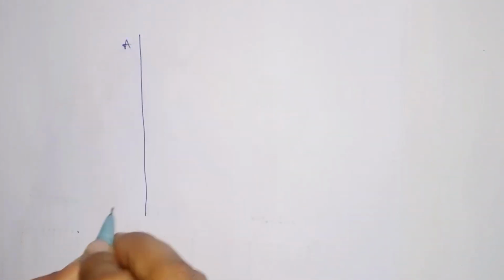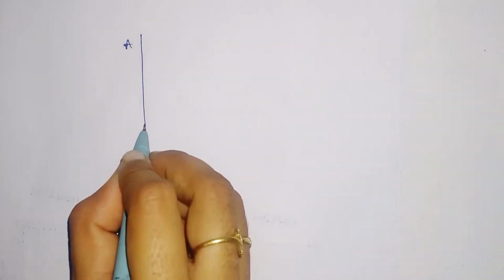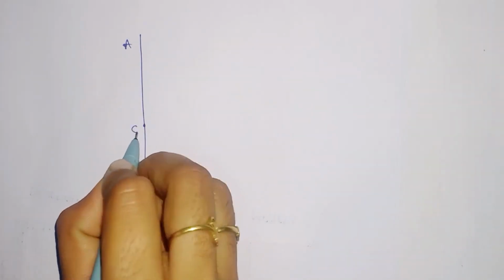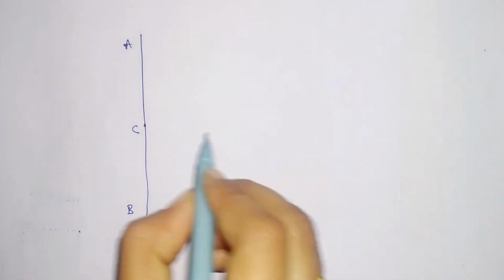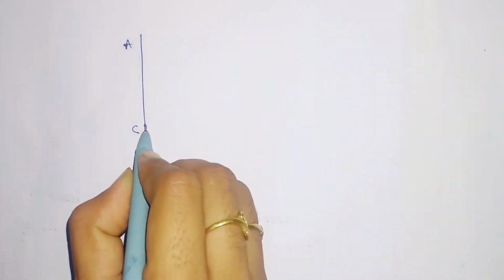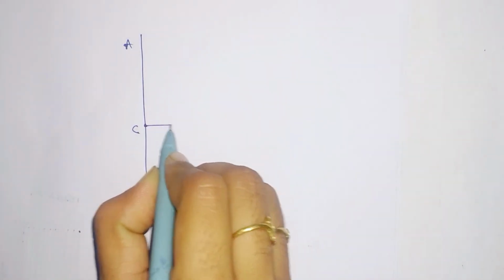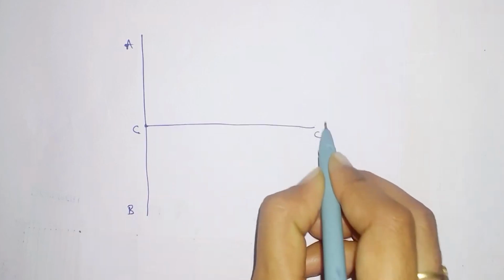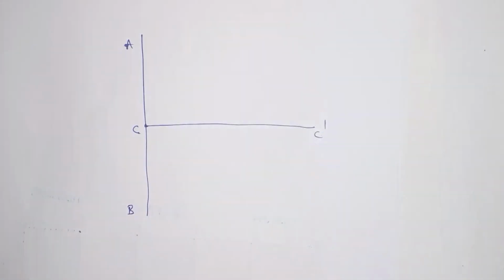A vertical straight line we call the directrix. We mention it as A, B. Draw any vertical line, that is AB, as a directrix, with any point C on it. Then draw the axis, which is perpendicular to the line AB. You have to draw that line. The vertical straight line we call the directrix.